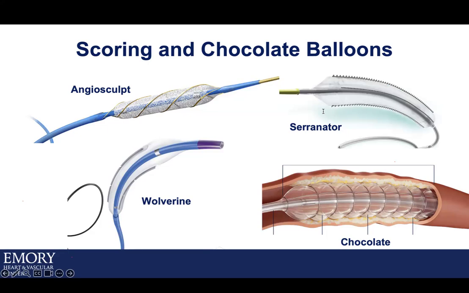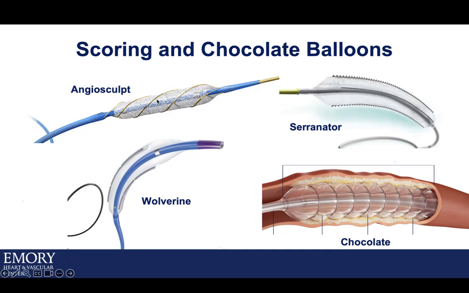We have Angiosculpt, which is a non-compliant balloon that has external nitinol wires, and these wires score the plaque, avoiding slippage of the balloon, and offer controlled, predictable dilation of the balloon. Another balloon is called the Serranator balloon, which has serrated strips embedded in the balloon, and that creates controlled and even distribution of pressures, cracking the plaque and achieving greater vessel compliance at lower balloon pressure.